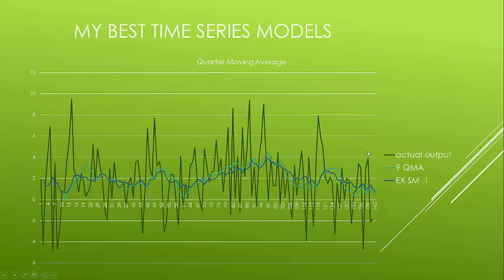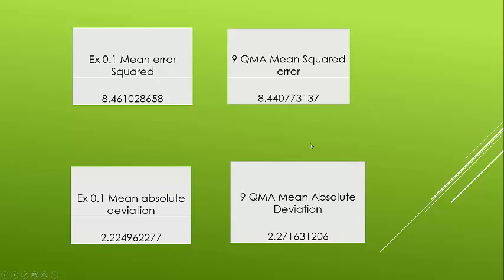So here are my two best so far that have the lowest errors, my 9/4 moving average and my exponential smoothing 0.1. Both are pretty good, so let's go to the errors and see which one is best. You can see here that the 9/4 moving average mean squared error is lower than the mean squared error of exponential 0.1, but its mean absolute deviation is slightly higher, so we have a conflict. Which one do we want to choose? I went with 0.1 exponential because it was 0.3 lower than the mean absolute deviation of 9/4 moving average, while the difference up here was only 0.2.